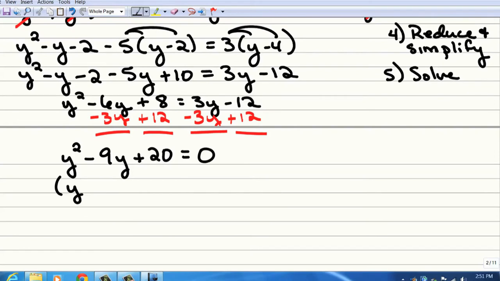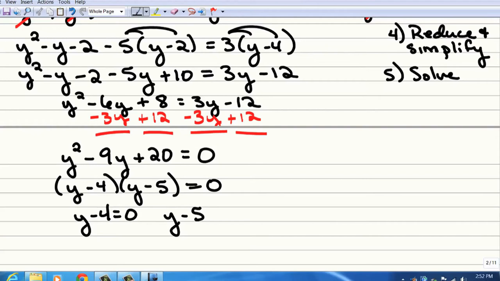So we have y minus 4, y minus 5 equals 0, and then set each of those linear factors equal to 0 and solve. So we can't forget how to solve linear equations or how to solve quadratic equations. They're going to continue to show up.